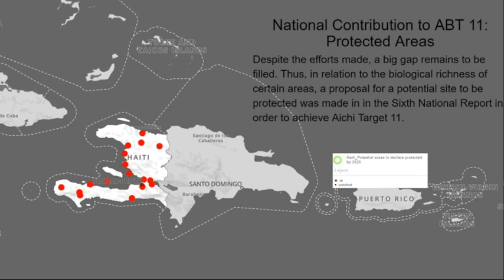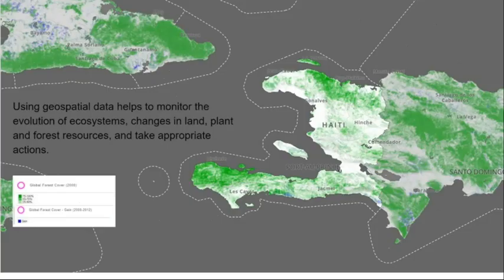Despite the effort made, a big gap remains to be filled. Thus, in relation to the biological richness of certain areas, a proposal for potential sites to be protected was made in the sixth national report in order to achieve the Aichi Target 11. Next one. Using geospatial data helps to monitor the evolution of ecosystems, change in land, plant and forest resources, and take appropriate action.